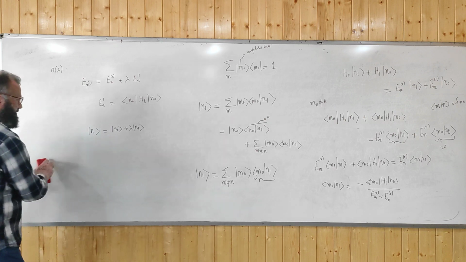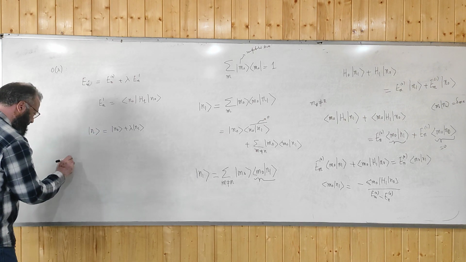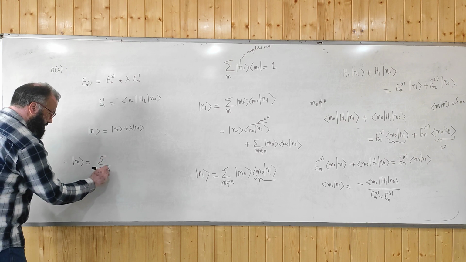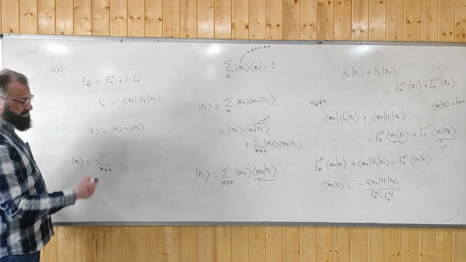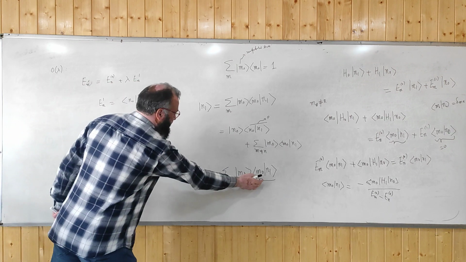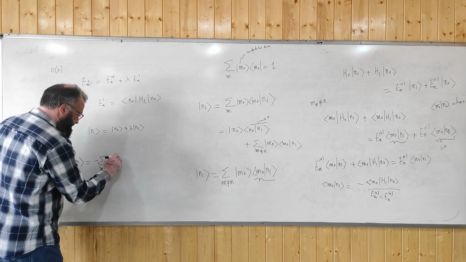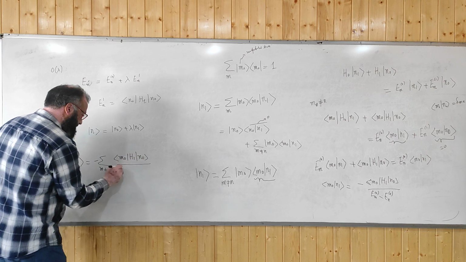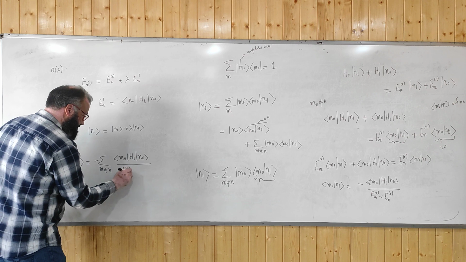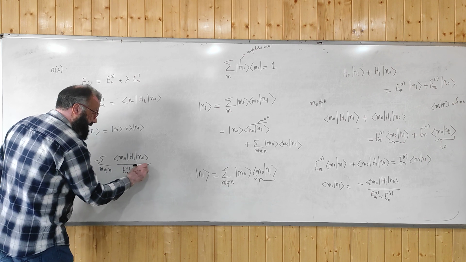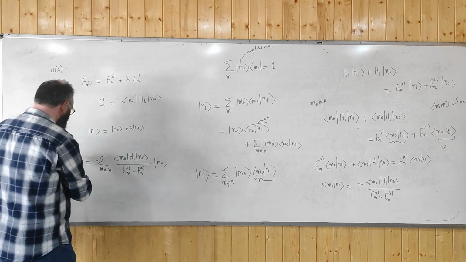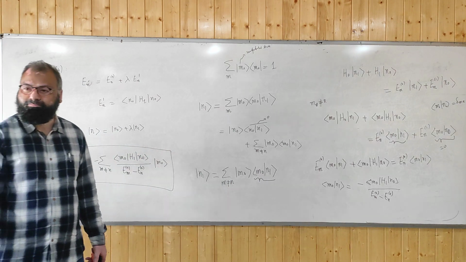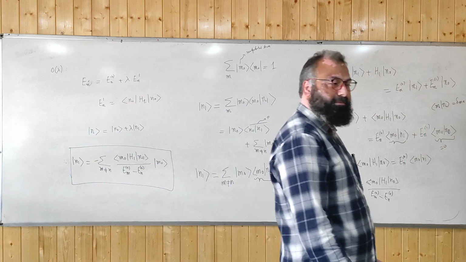So therefore I can write this n1. So n1 I can write as summation over m not equal to n. There will now be a minus sign coming from that. So let me put this factor first. It is simply <m0|H1|n0> over the energy difference, times |m0>. So this is the first order correction to the wave function. Got it? Any problem?